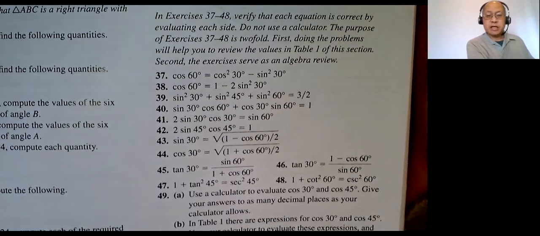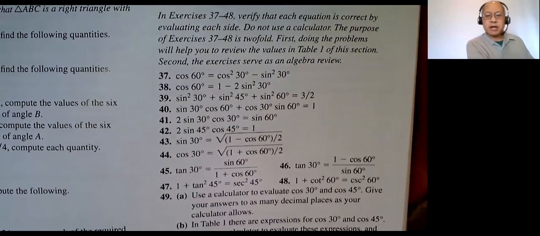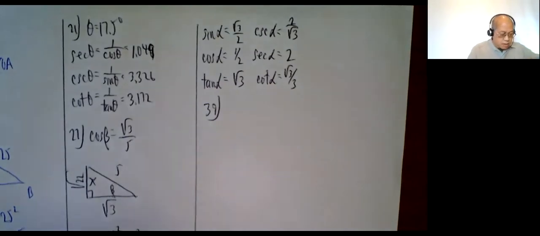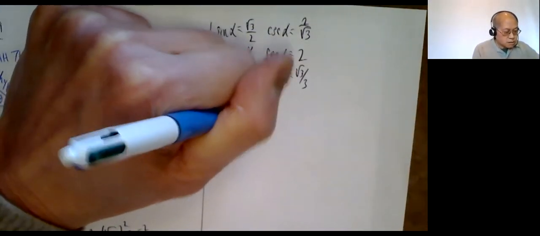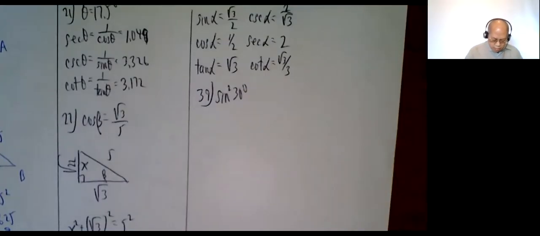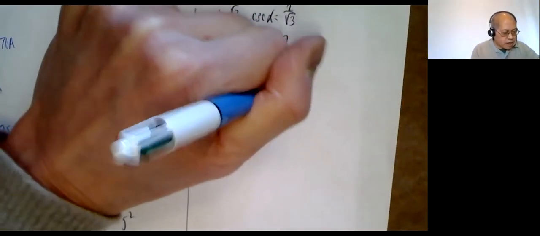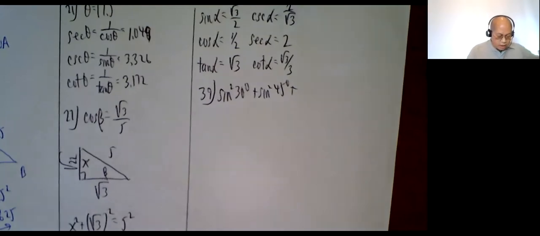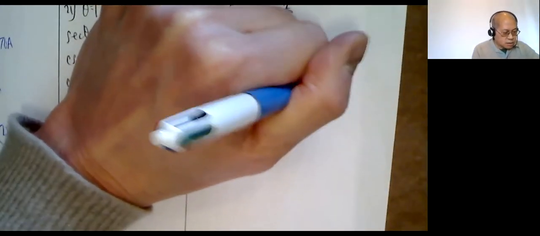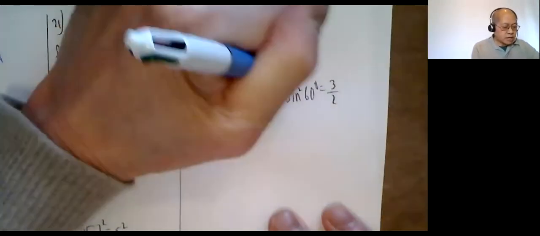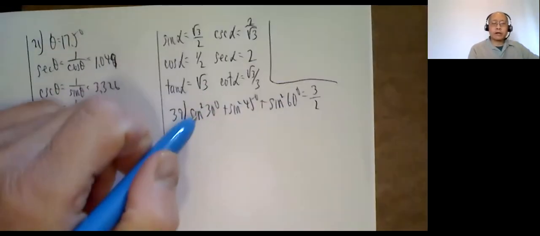Let's see, 39 looks like it's semi-complicated. 43 looks a little bit complicated. So I'll show you those. 39: sine squared of 30 degrees plus sine squared of 45 degrees plus sine squared of 60 degrees equals 3/2. The first thing you want to notice is a new convention when you're squaring trig functions or anything else.